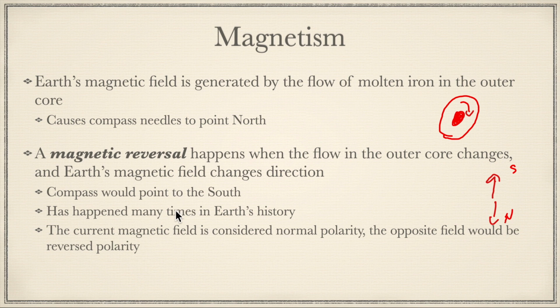This has happened many times in Earth's history. And the current magnetic field is what we consider normal polarity. So, in other words, north is up on a map, or north is at the North Pole, where we think about it, like we're in North America. The opposite field would be reversed polarity.